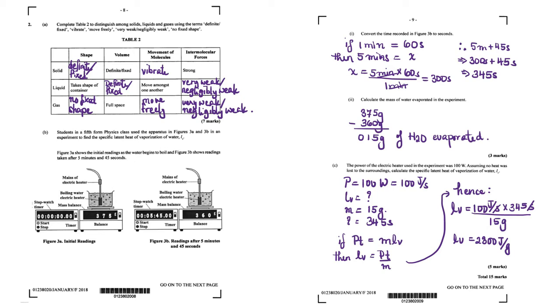Then 2B says students in a fifth form physics class use the apparatus in figure 3A and 3B in an experiment to find the specific latent heat of vaporization of water, LV. Figure 3A shows the initial readings as the water begins to boil, and figure 3B shows readings taken after 5 minutes and 45 seconds. And so we have to observe the drawings, okay?